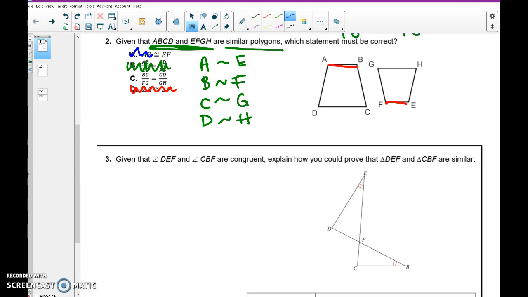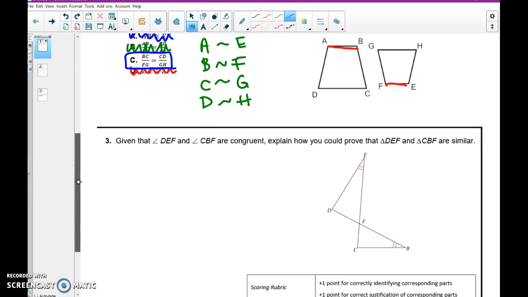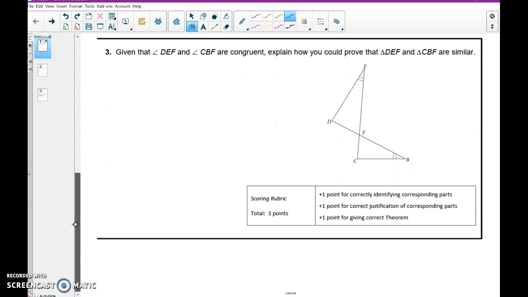That means that this one is also out. And if I look at this, this is a proportion, which means it's saying the correct thing, that the sides are proportional, not congruent. Okay, so answer C is the answer for question 2.